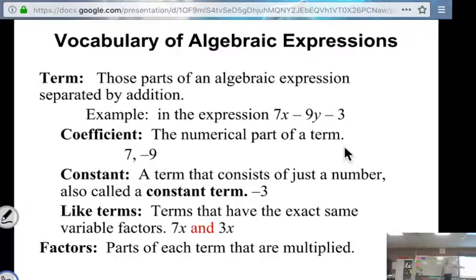A lot of people will ask me, Matt, why are you multiplying that by negative 9 instead of doing subtract 9y? Oh, because negative 9 times y will get me where I'm going. Multiplication is a lot more fun to me. A constant, a term that consists of just a number.